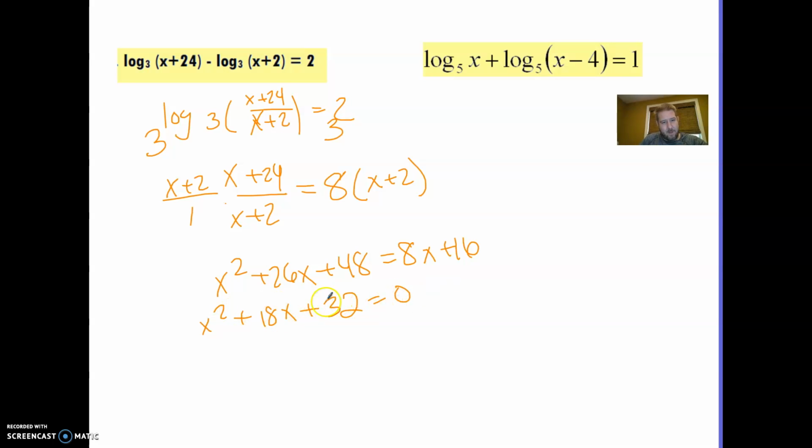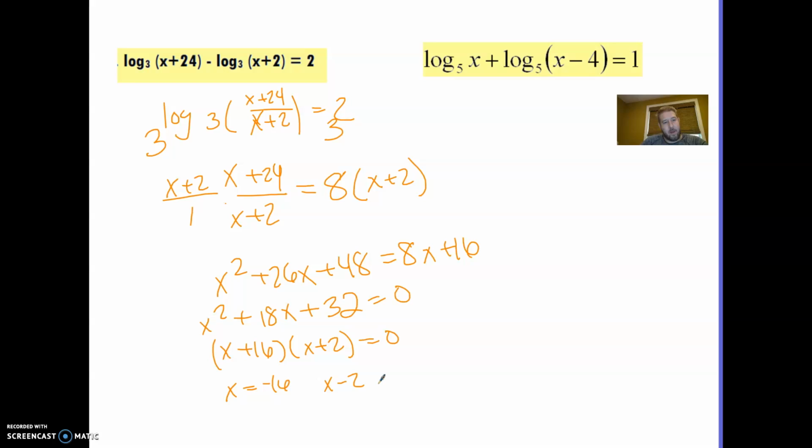All right, so now from here, and this might take me a second to think about, I need two numbers that are going to give me 32. Oh, it's 16 and 2. Okay, that was pretty easy. So x plus 16 times x plus 2. 16 plus 2 is 18. 16 times 2 is 32. Set them both equal to 0 and solve using zero product property, and that's going to give me negative 16 and negative 2.